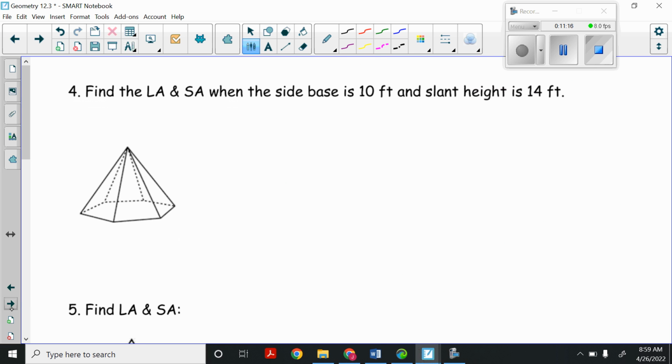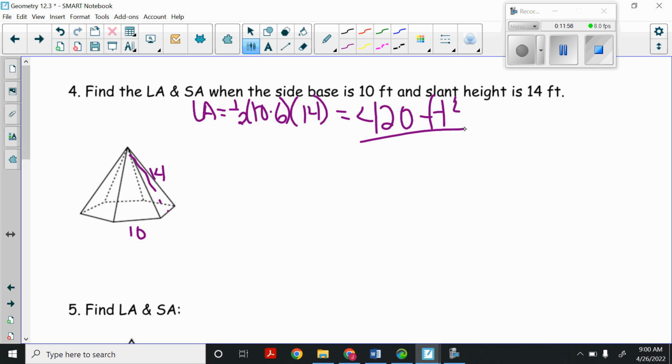Okay, so next example, find the lateral area and surface area when the side base is 10 feet and the slant height is 14 feet. So here I know that these are 10 and the slant height is 14. So the lateral area is equal to 1/2 the perimeter, 10 times, we have 1, 2, 3, 4, 6 sides, so 10 times 6 or 60, times the slant height 14. So 60 times 14 cut in half is 420 square feet for our lateral area.